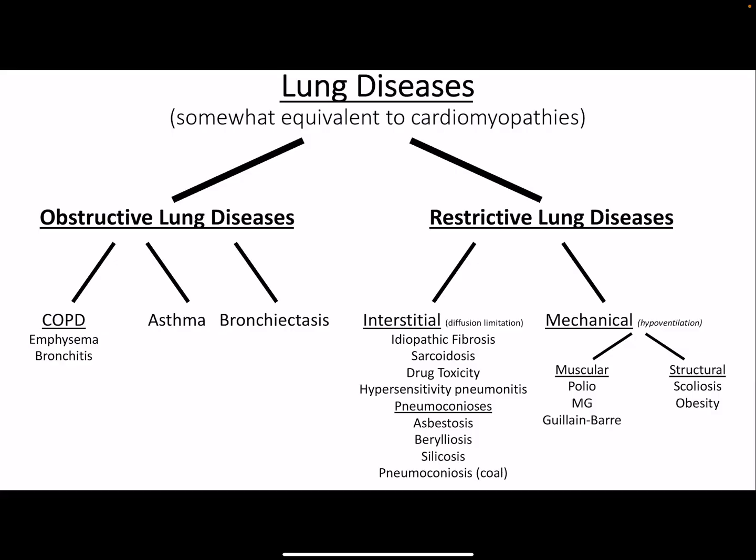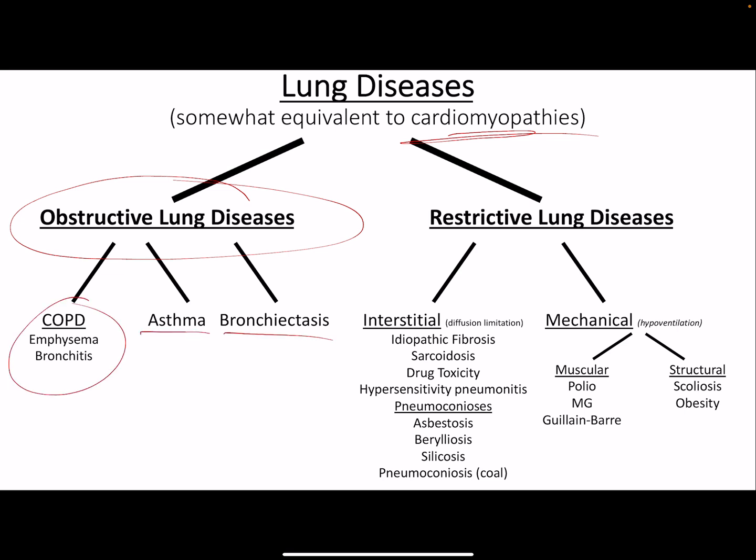So lung diseases, you can think of this as equivalent to cardiomyopathies with the heart. Obstructive lung diseases have difficulty getting air out. So COPD encompasses emphysema and bronchitis. Then we have asthma and then bronchiectasis. For restrictive lung diseases, the difficulty is getting air in.